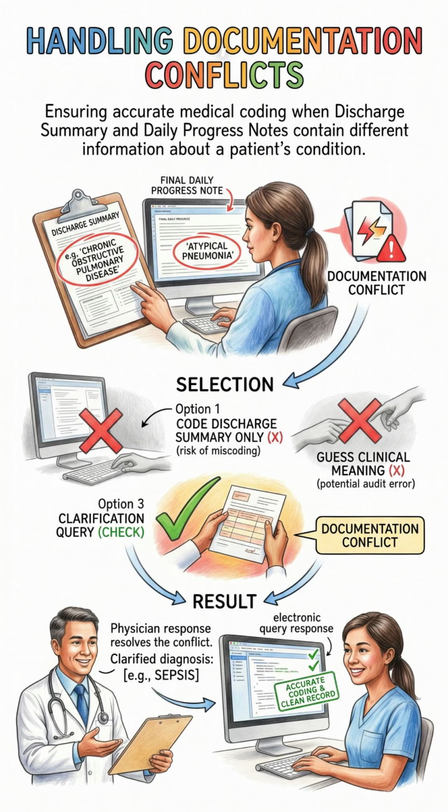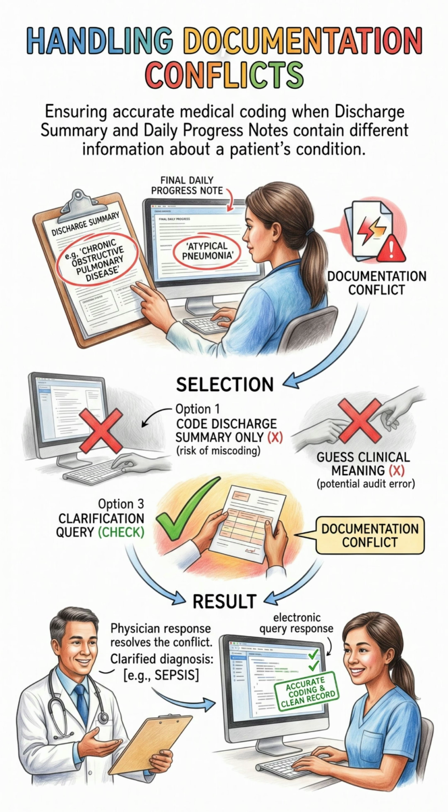72. What should a medical coder do if the discharge summary disagrees with the final daily progress note? The coder must send a clarification query, asking the attending doctor to resolve the conflicting medical information. The discharge summary is usually the final word, but any major conflict requires official physician medical clarification.